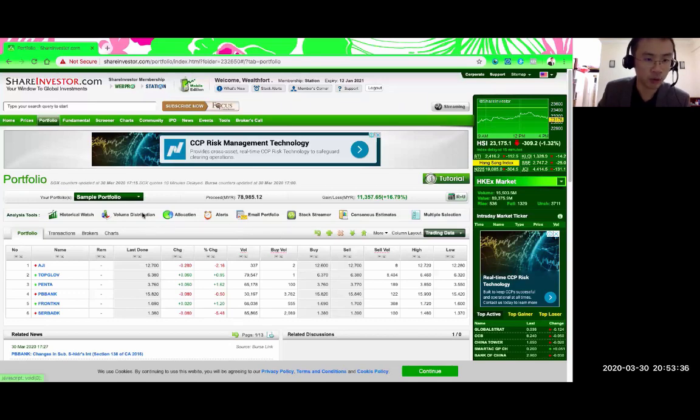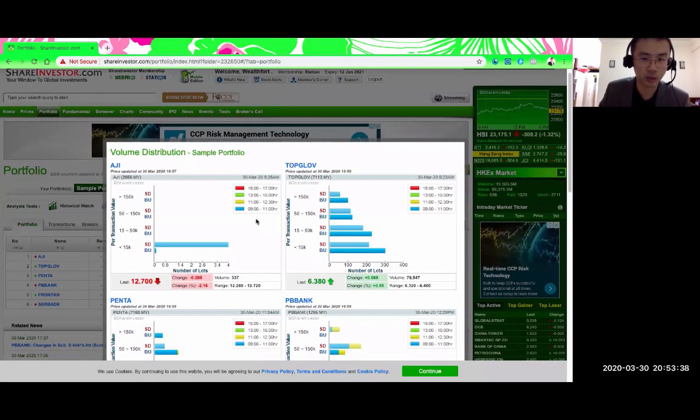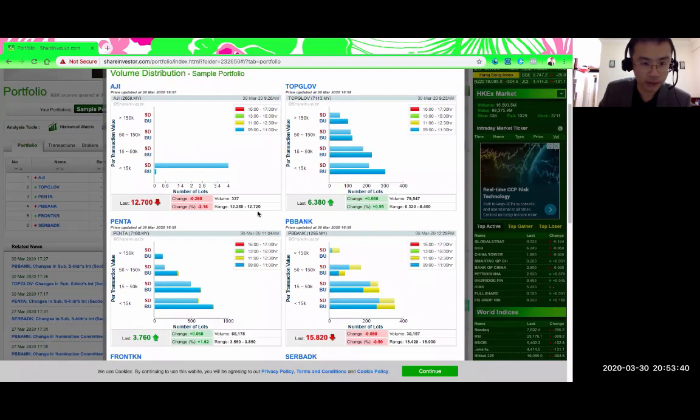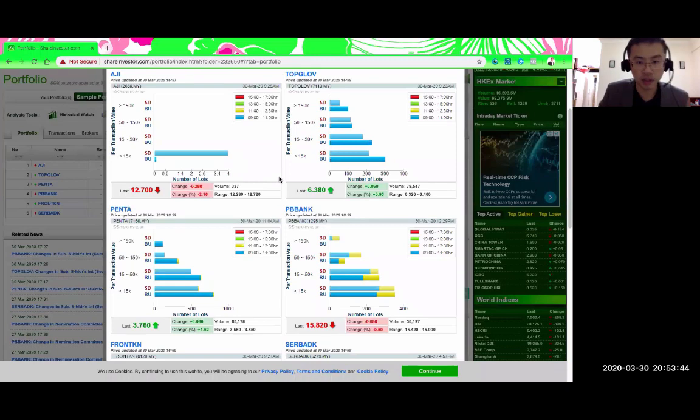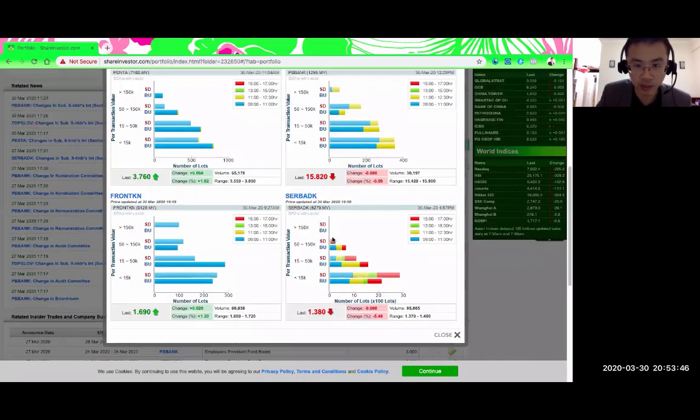Okay, and volume distributions. This one will tell you at what price. This is very important information. Now let me take a look at this Serba Dynamic. You see there are 4 colors, right?